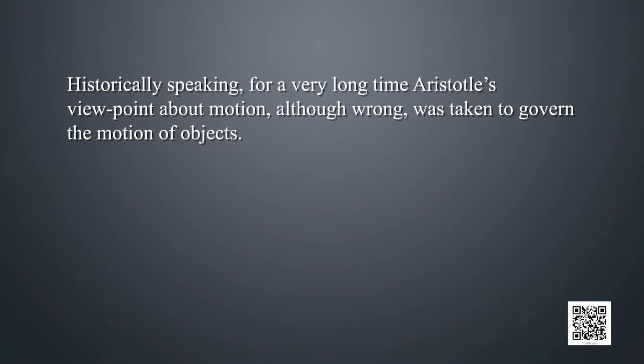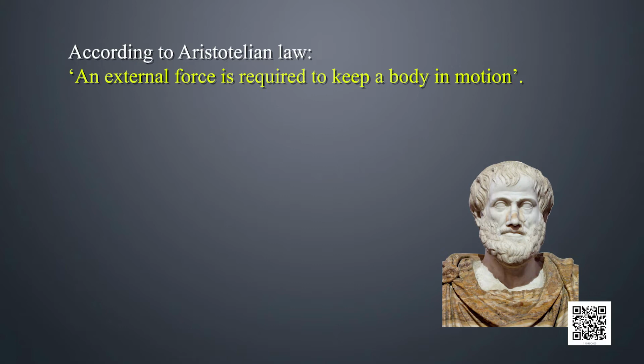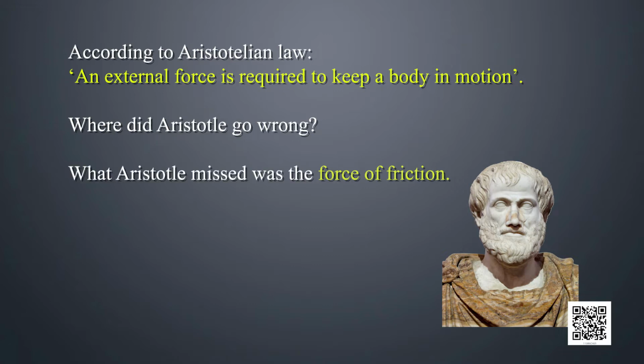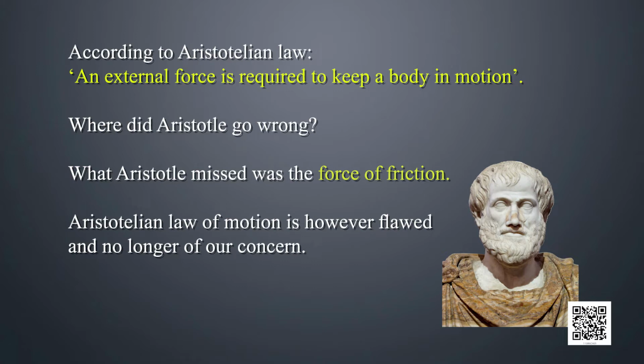Historically speaking, for a very long time, Aristotle's viewpoint about motion, although wrong, was taken to govern the motion of the objects. According to Aristotelian law, an external force is required to keep a body in motion. Where did Aristotle go wrong? What Aristotle missed was the force of friction. Aristotelian law of motion is flawed and hence no longer of our concern.